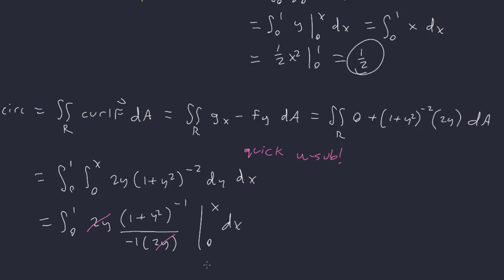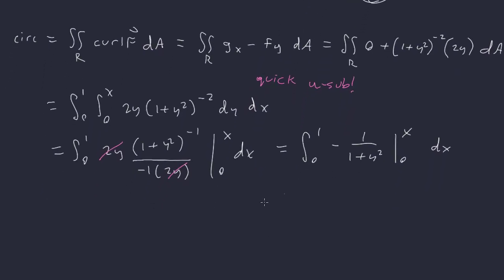Okay, so we will end up with, if I simplify this down, the integral from 0 to 1 of negative 1 over 1 plus y squared. We're going to evaluate that from 0 to x dx. Okay, so plugging in the x, we'll get negative 1 over 1 plus x squared. And plugging in 0, got to be careful here because we can actually plug in the 0 into our y and get something out, specifically minus a negative 1, so plus 1 dx.